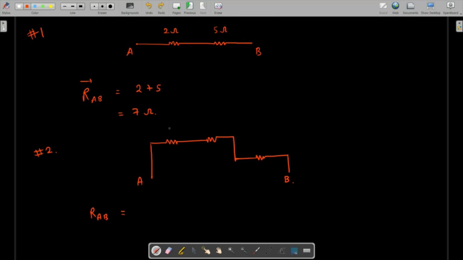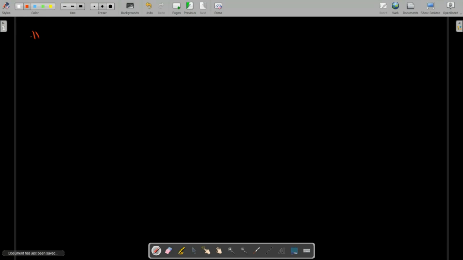It is again a series combination. So if this is 1 ohm, this is 2 ohm, and this is 4 ohms, then the equivalent resistance is going to be 1 plus 2 plus 4, which is nothing but 7 ohms. This is how the equivalent resistance looks. Let's talk about another question here.